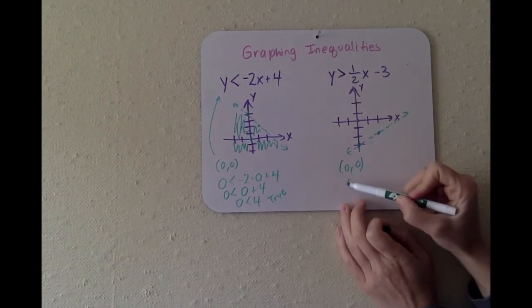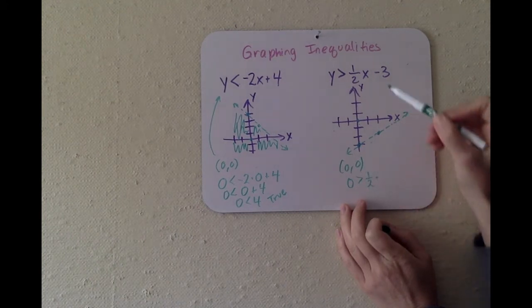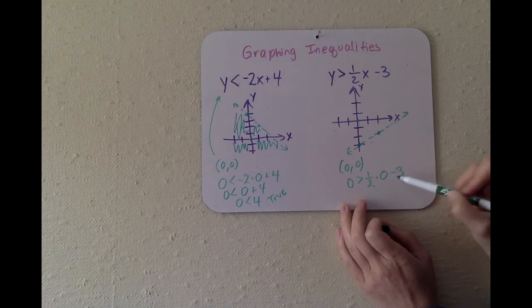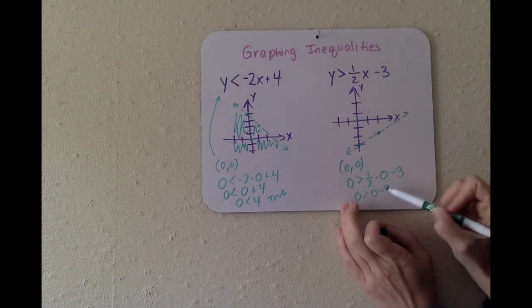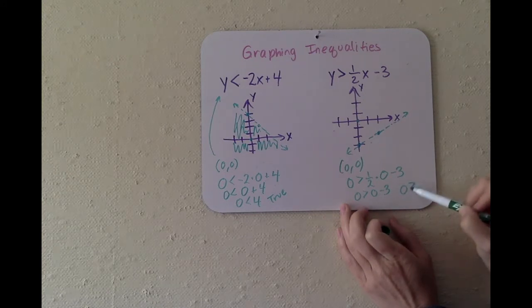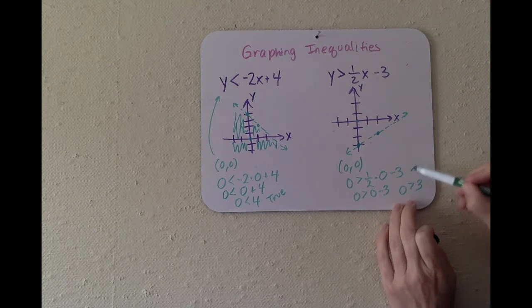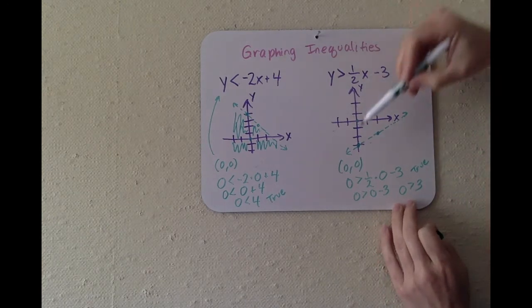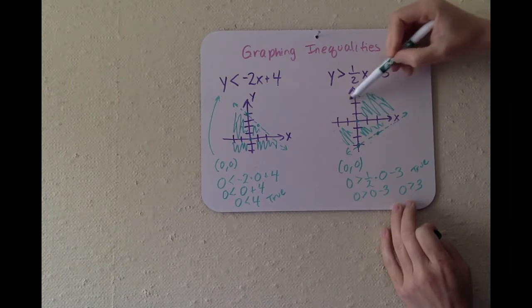So I put 0 in for y, and 0 in for x: 0 is greater than 1/2 times 0 minus 3. 0 is greater than -3. Yes, this is true. So I shade all of this area right here.